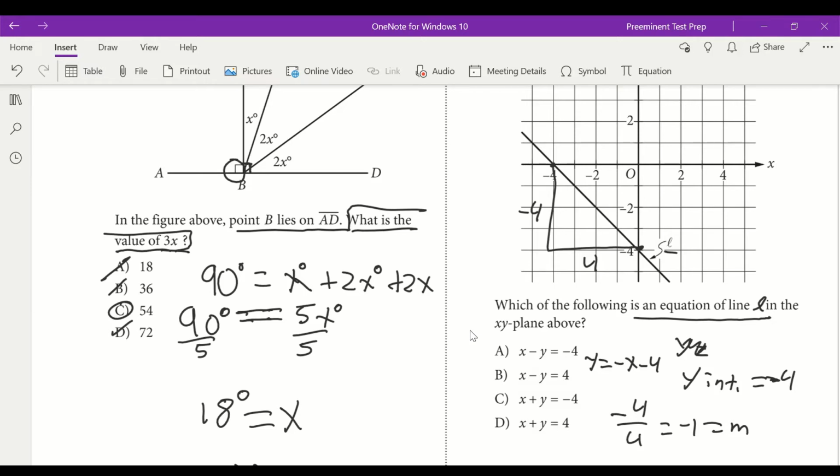Well, what do we know here? We know that we have to maneuver this equation so that it's in this form with an x and then a y, right? So if we want an x and then a y, we can just go ahead and add x to each side.